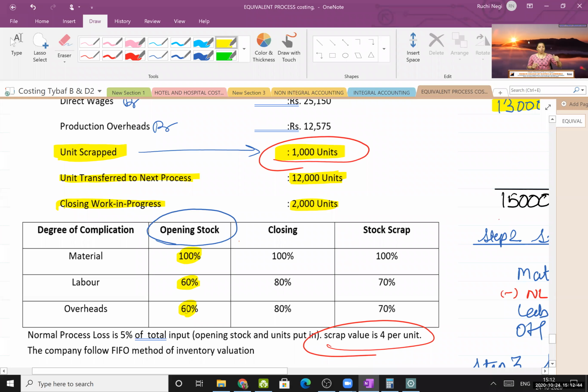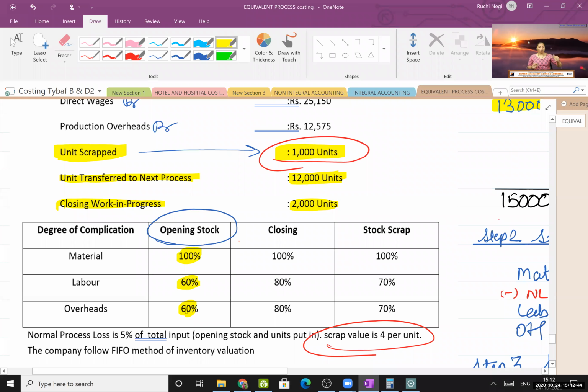Direct wages debit, production overheads, that is manufacturing overheads, debit. Units scrapped. So this is a scrap loss. How much? 1000. Okay. Units transferred to next process is 12,000. Closing WIP is how much? 2000. Now see, the degree of completion is given to you.